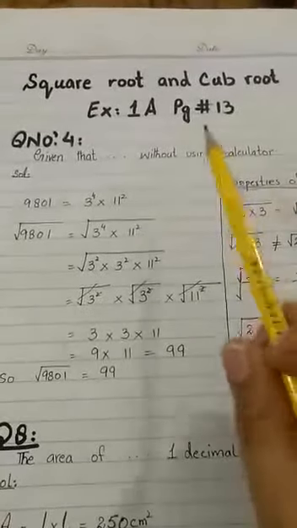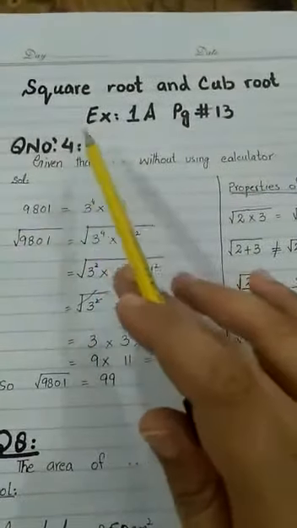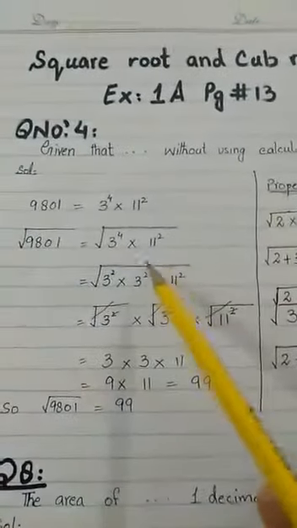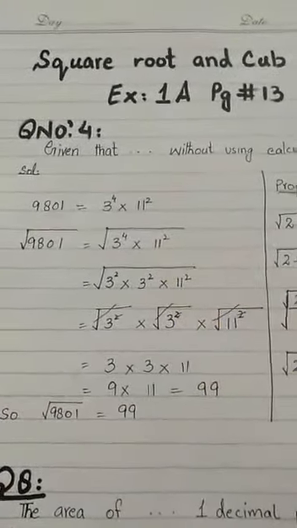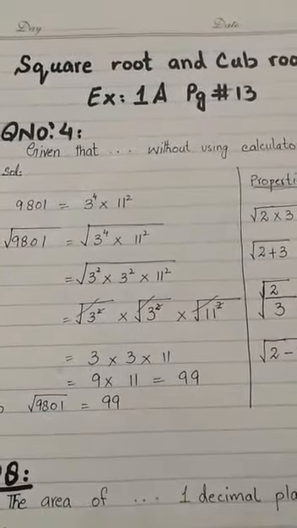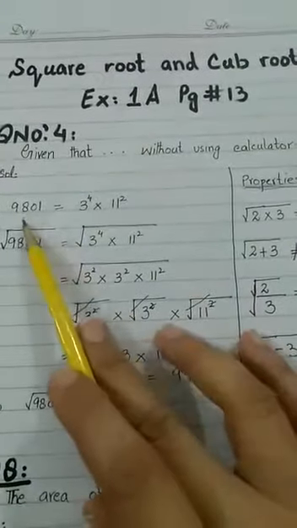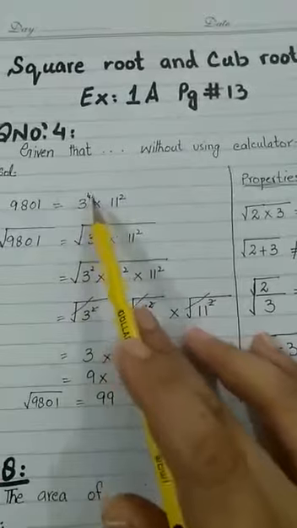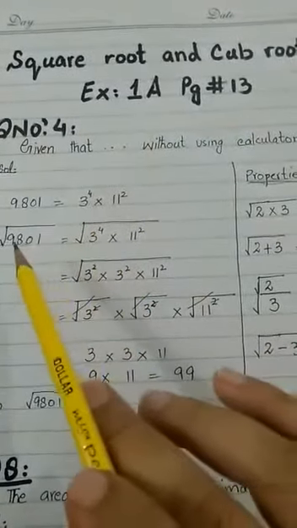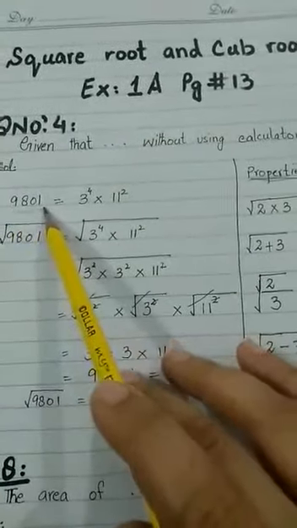Now there is question number 4. Topic is square root and the cube root. This question number 4 belongs to exercise 1A, exercise page number 13. Now I am going to just repeat the statement of question number 4. Given that the prime factorization of 9801 is 3 to the power 4 multiplied by 11 square. Now find the square root of this bigger number without using calculator.